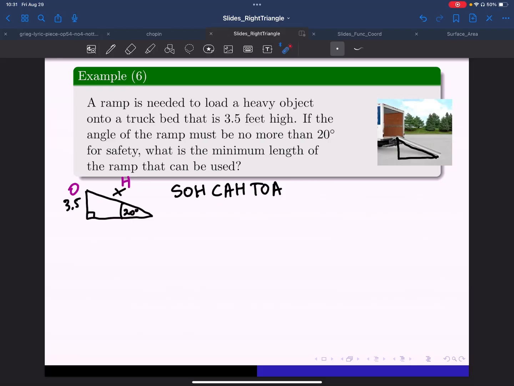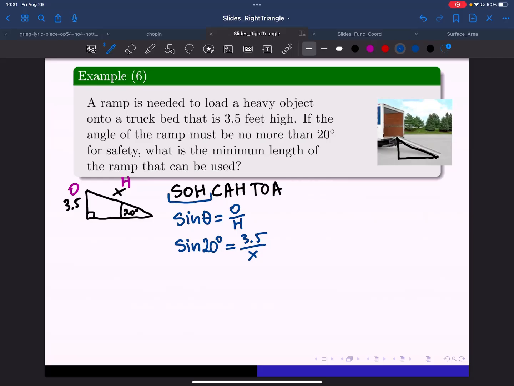And we're looking at which trigonometric ratio relates opposite and hypotenuse. Clearly we can see that this is the sine. So we're going to use sine theta is opposite over hypotenuse. So we substitute what we have. Sine, my angle theta is 20 degrees, opposite is 3.5, and hypotenuse is my x.